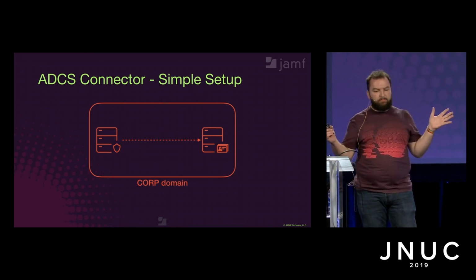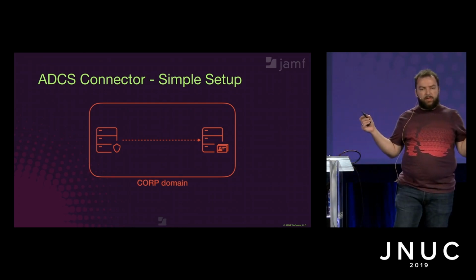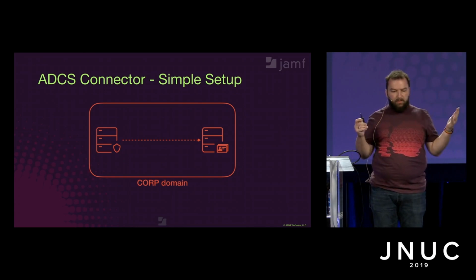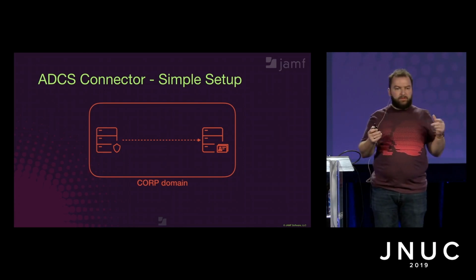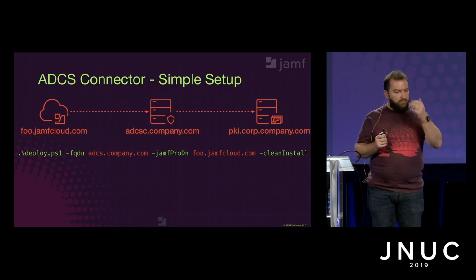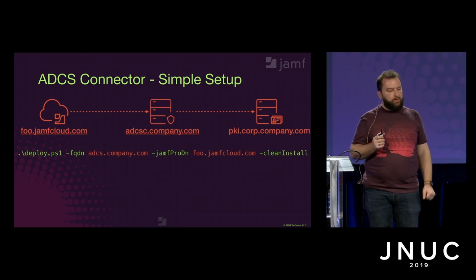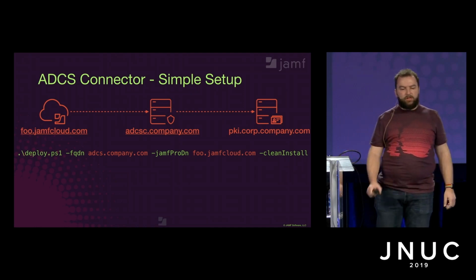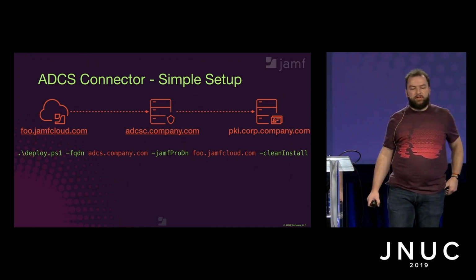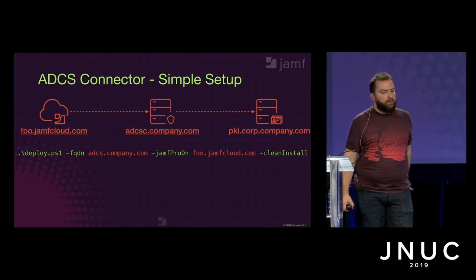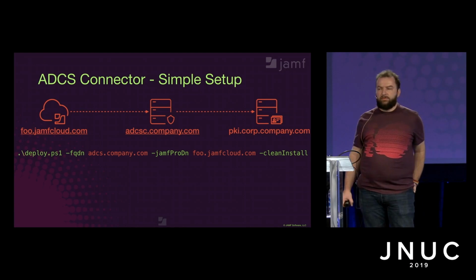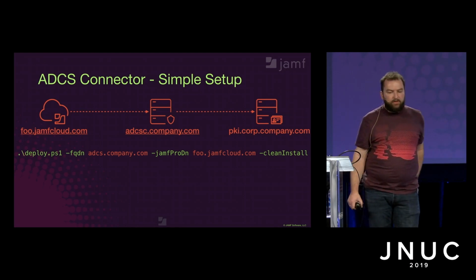So the simple setup, same domain for the connector and the certificate server. We provide an installer that is a PowerShell script. You may have seen that. So here is our setup. We have a Jamf Cloud server that's food@jamfcloud.com. Then we have ADCSC.company.com, which is the FQDN for our connector, and pki.corp.company.com, which is the address of our certificate server.